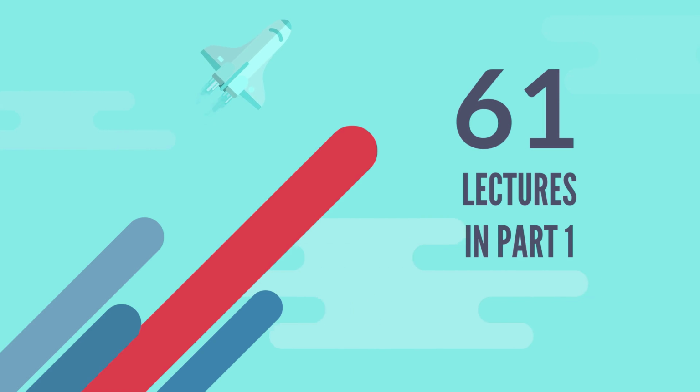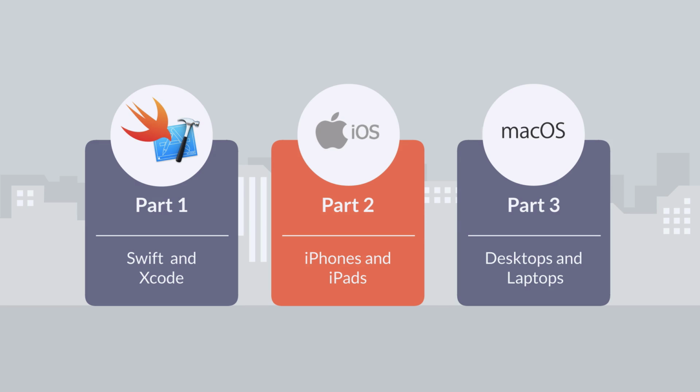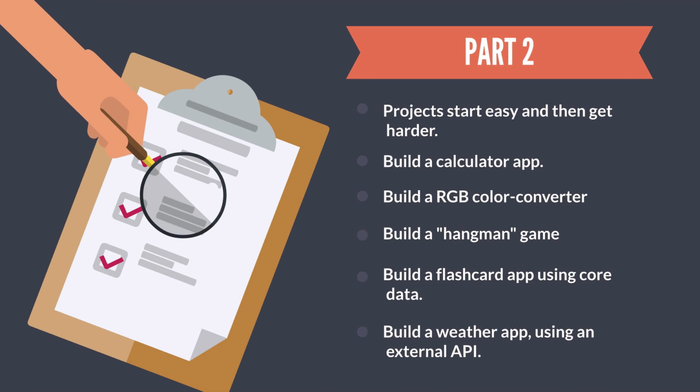After you complete part one, you'll know Swift and Xcode well enough that you'll be ready to jump right in to building real products. So in part two, we get hands-on and show you how to build five different mobile apps that can run on iPhones or iPads. We start simple, and they get harder as the course goes on. We start by building a calculator, and then a color converter, and then a simple hangman game, then a flashcard app that uses the core data system, and finally a weather app that gets its data from an external API.